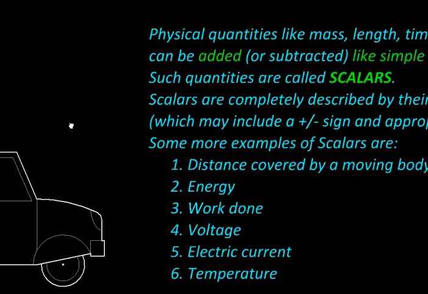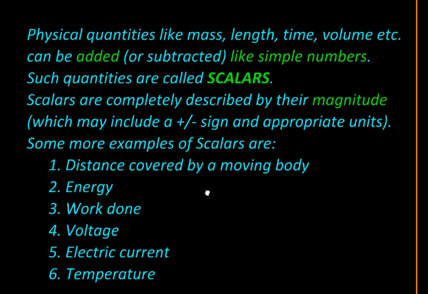And there are many quantities in physics which behave the same way. Say energy, work done, voltage, electric current, temperature, they are everywhere. These are the simplest of quantities you can find in physics. Now you must be thinking, what's the big deal? Isn't this how all quantities behave? Isn't 2 plus 2 always 4? Well, unfortunately, things are not always this simple.